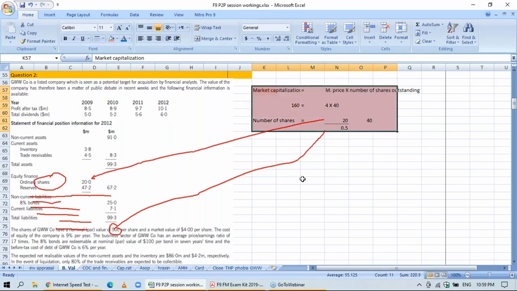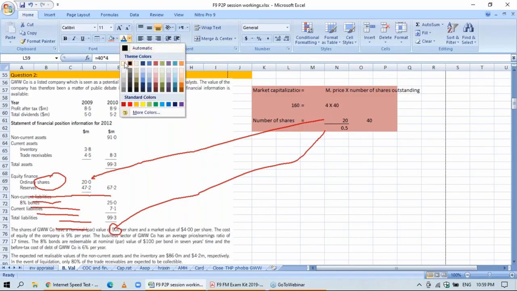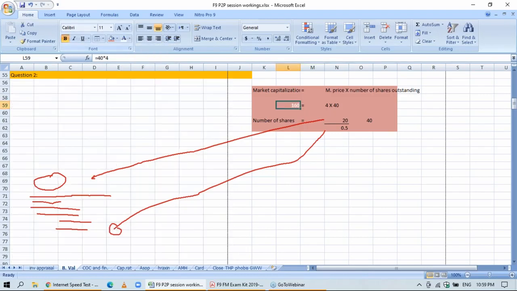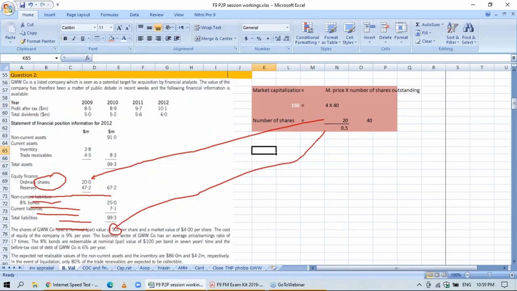So this was the first part of this question, the market capitalization, which is 160. 160 million is the market capitalization, meaning the stock market price multiplied by the shares outstanding in the stock market. It gives you the value of the whole company. So you get the market value of the whole company.